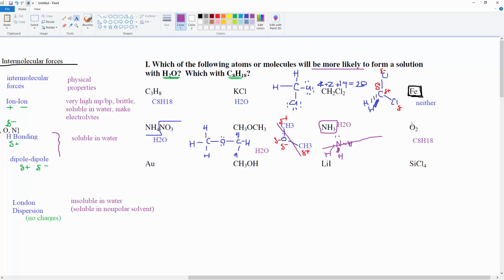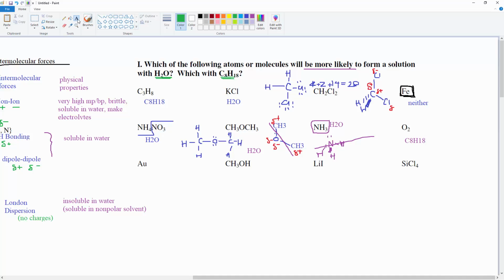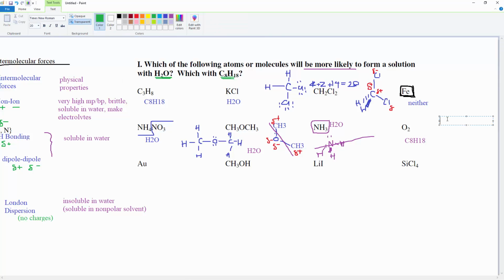One thing about this is that oxygen is a gas, and there is actually a law about this. And so let's take a minute to talk about that. Henry's law governs the solubility of a gas in solution.